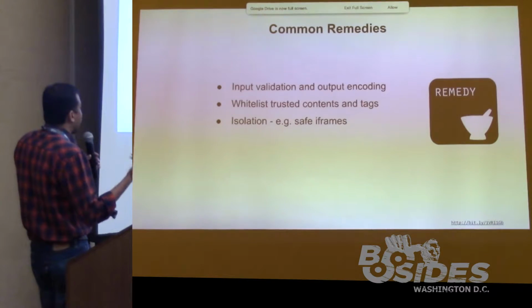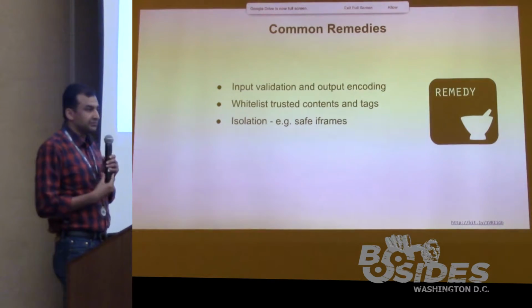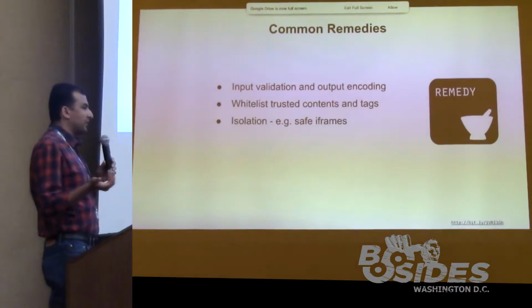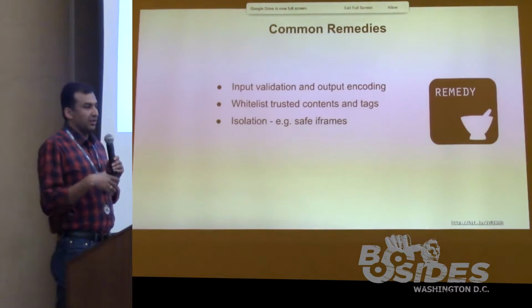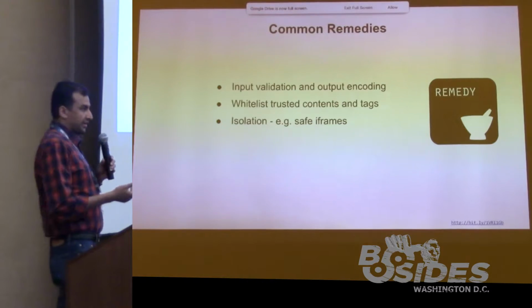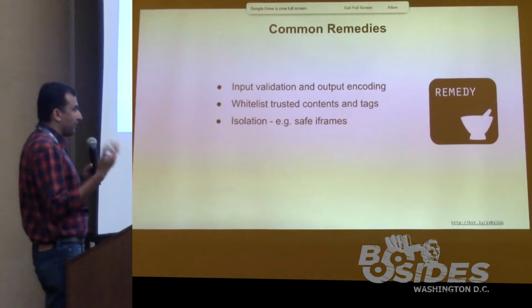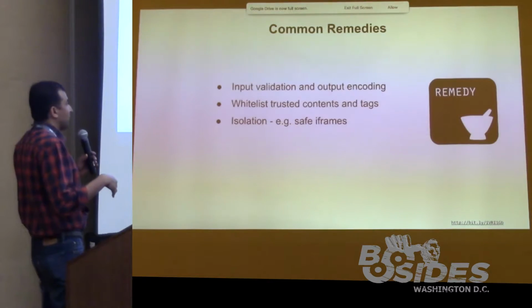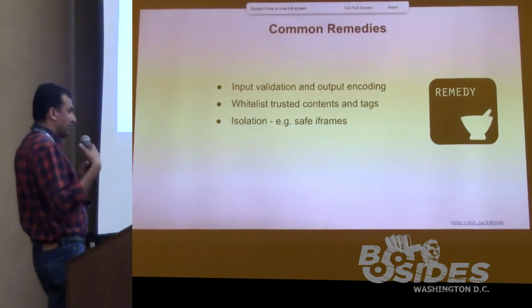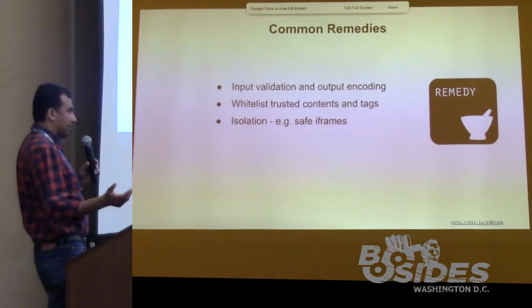And the second thing is whitelisting trusted content and tags. Basically, if you are a publisher, then you need to depend upon a lot of content from a third party, or you need to put a lot of tags in your site. So one way is to whitelist based on some security review, and also some legal agreement existing between you and the third party.